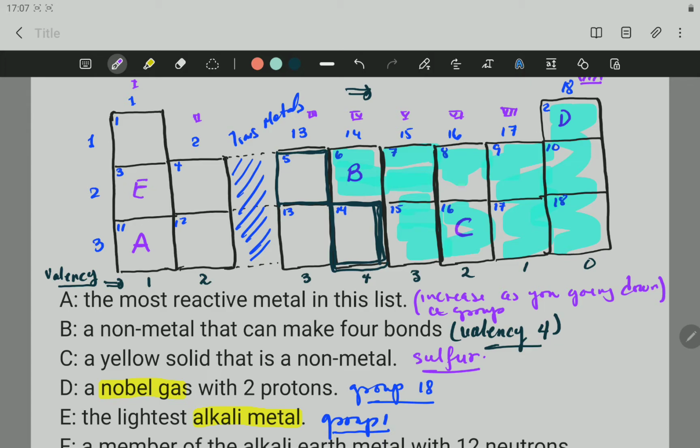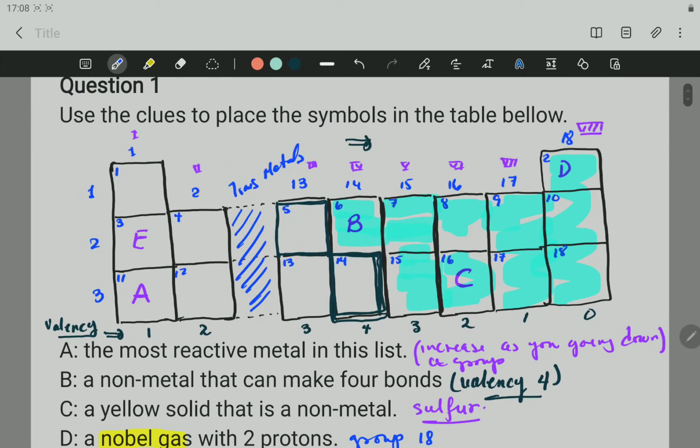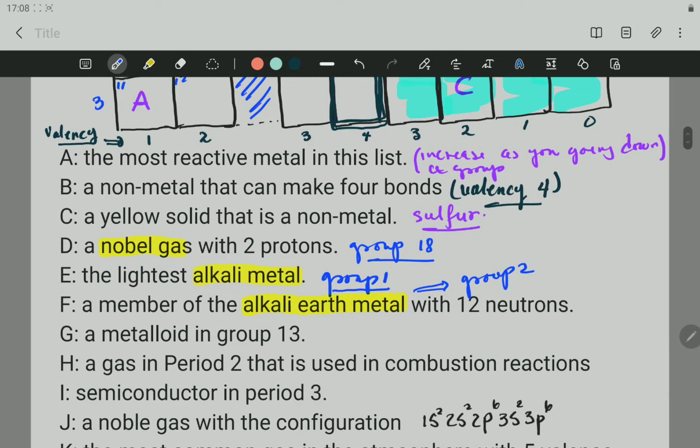Alright, so we're moving on. A member of the alkaline earth metals with 12 neutrons. Now, remember, this question you have to do along with the periodic table. You have to look at what you see in the periodic table. So let's first of all make a small note here. Alkaline earth metals are the elements in group 2. So in this portion of the table, we are talking about group 2, which is this one here. Now they say that they have 12 neutrons.